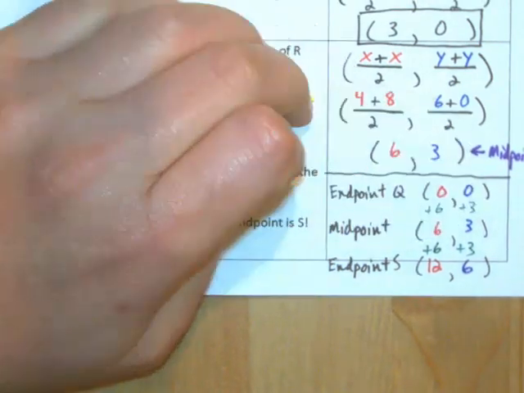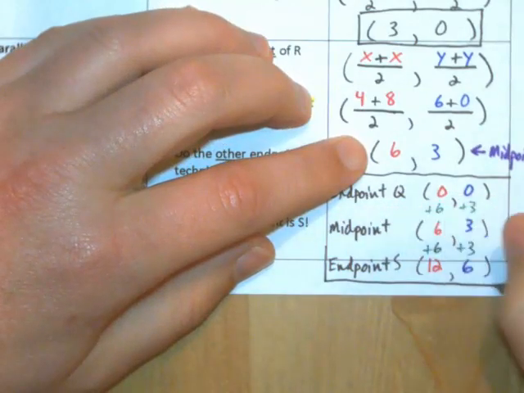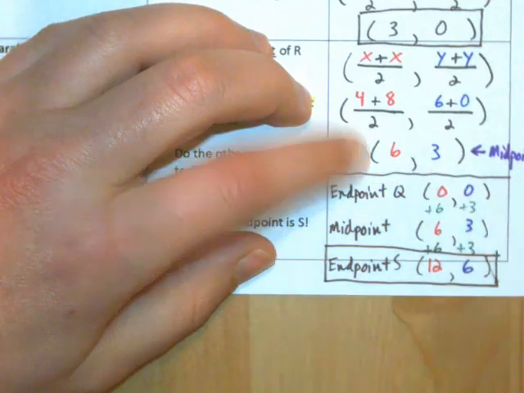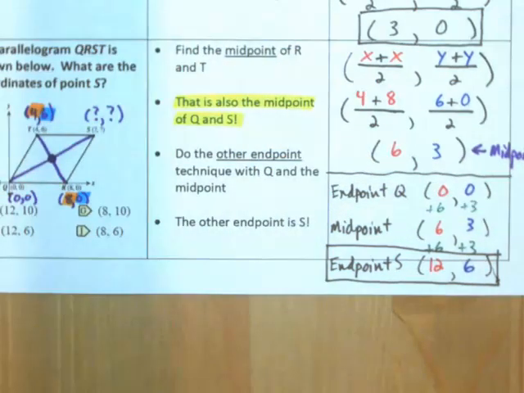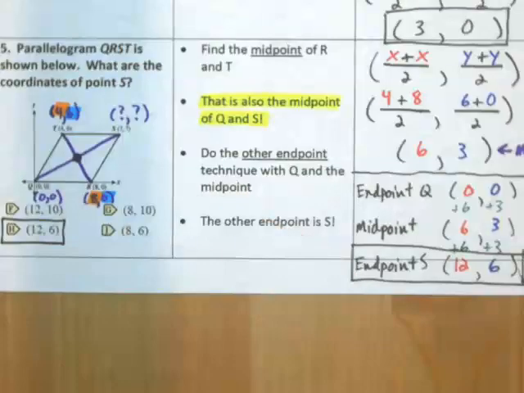So long story short, S has coordinates 12, 6. And I'm going to go over here and select answer H.